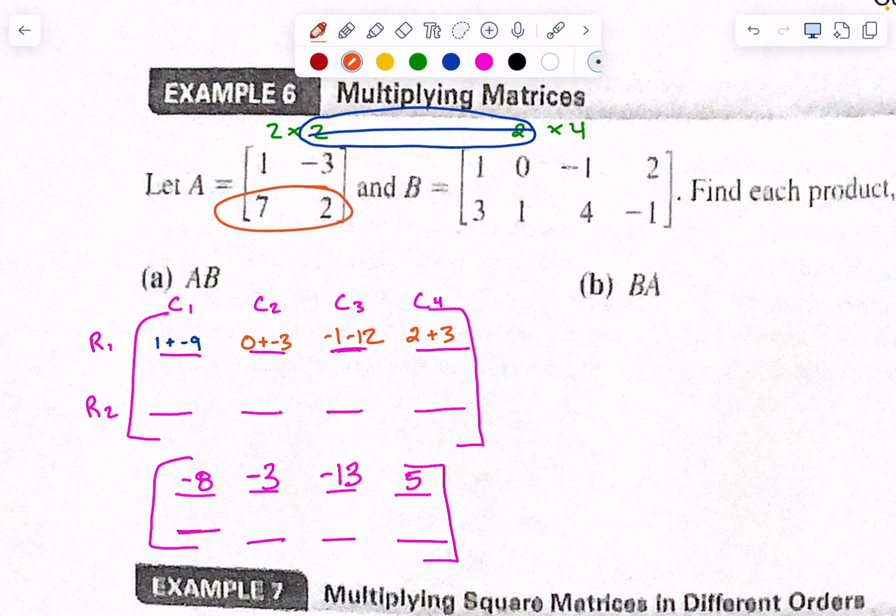Okay, now we're going to start with the bottom, right? So now I'm doing row 2s. I'm doing all the row 2s. So 7, 2 times 1, 3. 7 times 1 is 7. 2 times 3 is 6. So in that cell should go 13, right?